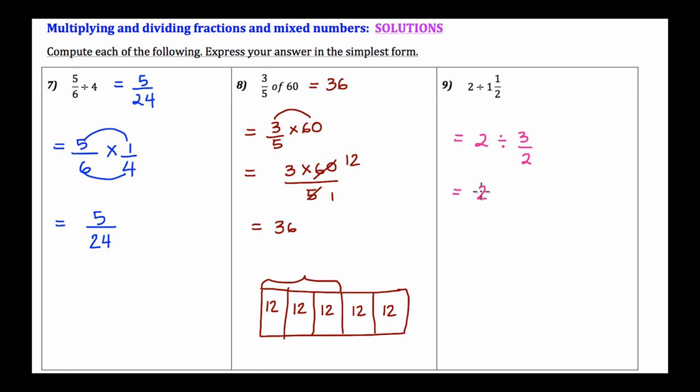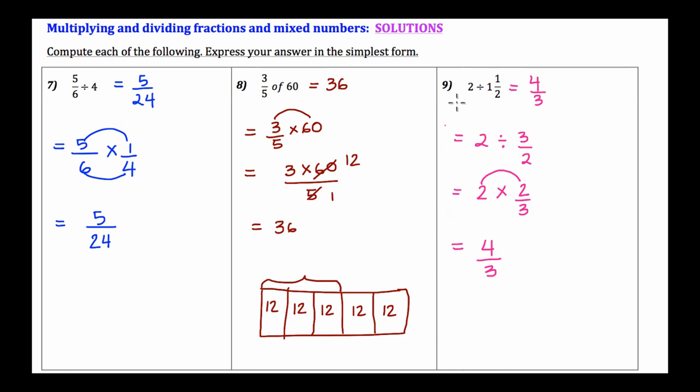So the first number, which is the dividend, stays the same. The division becomes multiplication, and I'm finding the reciprocal of 3 halves, which is 2/3. And now I multiply as usual. So I multiply the whole number and the numerator. 2 times 2 is 4, and the denominator stays the same. So 2 divided by 1.5 is 4/3.